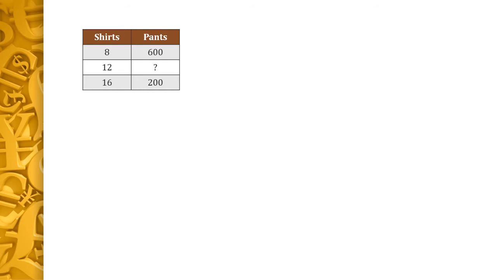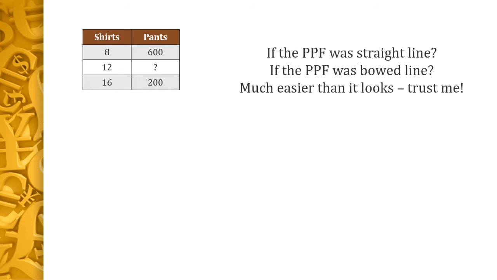Here's another type of question I see a lot. They give you some data, and what they want you to do is tell you about the missing data. Now, it could be what number would be in there to make a straight PPF line, and what number might be in there if it's bowed. Now, this is a lot easier than it looks. Let's take a look at it.